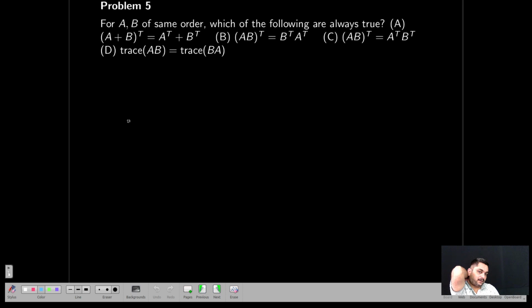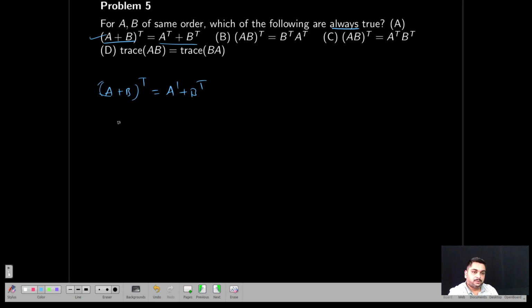Next. For A, B of the same order, two matrices A, B are of the same order. Which of the following is/are always true? Okay. Always true. A plus B transpose equal to A transpose plus B transpose. Okay. So this is a straightforward property, right? So the first is true. A plus B transpose equals A transpose plus B transpose. The property is already seen. So this is true.